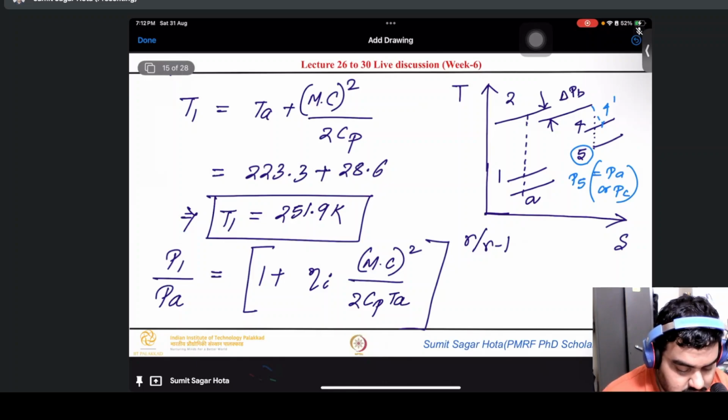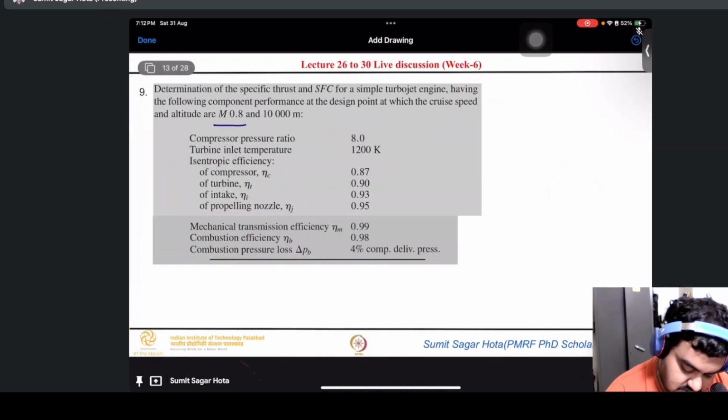So we'll just substitute the values. What is eta I? Eta I, you see, intake, the value is 0.93. The isentropic efficiency at the intake is 0.93. So we just substitute in the ratio P1 by PA.